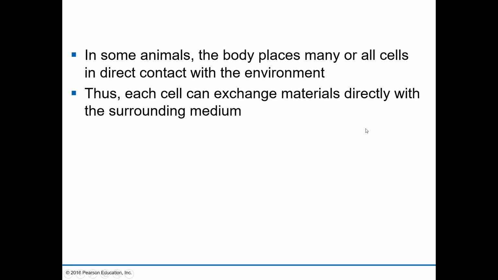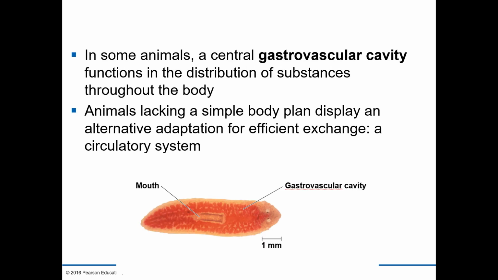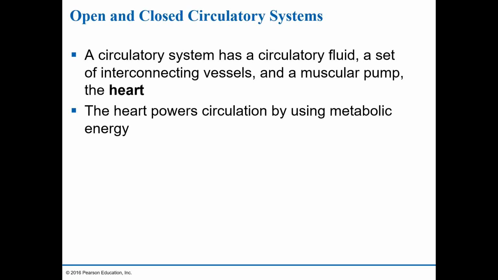To move those things around, we usually use the surrounding medium, so the plasma and the interstitial fluid. We have this fluid around in our body that isn't necessarily blood, because your blood is going through capillaries and veins, so it's really contained. But we have to have something else that allows that to move. In some very, very simple animals like this flatworm, the central gastrovascular cavity functions to distribute those substances throughout the body. So they don't actually have a circulatory system or a respiratory system.